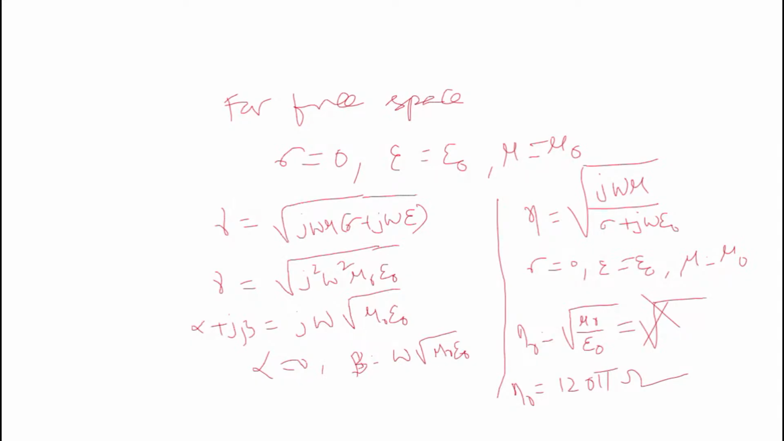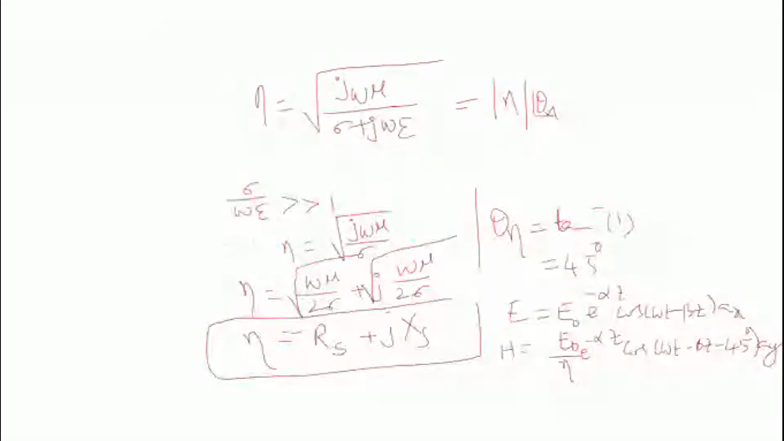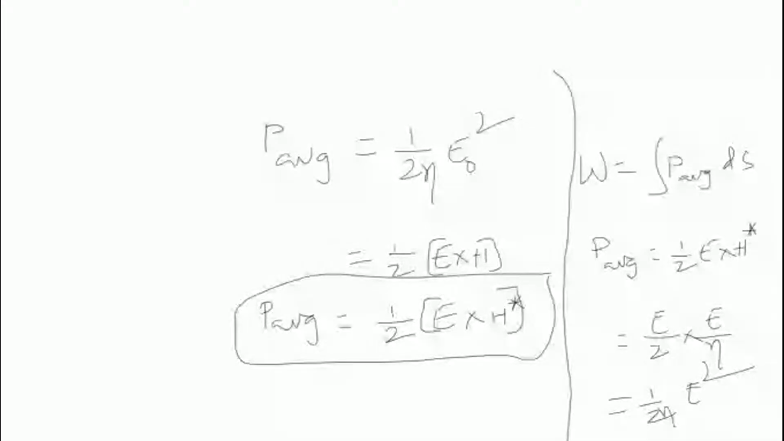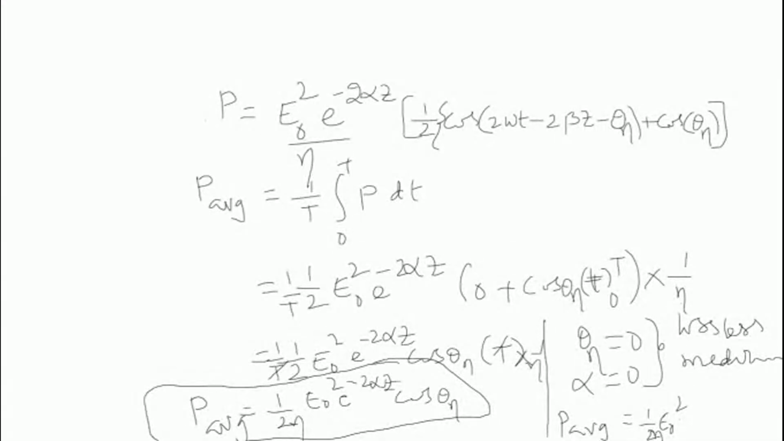Okay. So in today's class, what we have discussed? First, we discussed the Poynting vector, that is P equal to E cross H. From that, we derived P average, which equals 1 by 2 E naught into H naught, that is 1 by 2 eta E naught square.